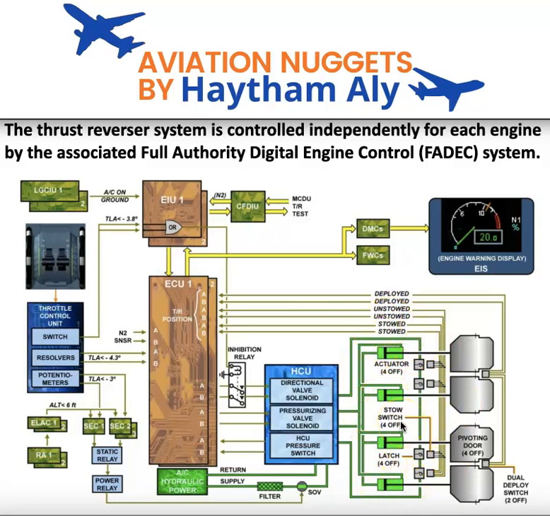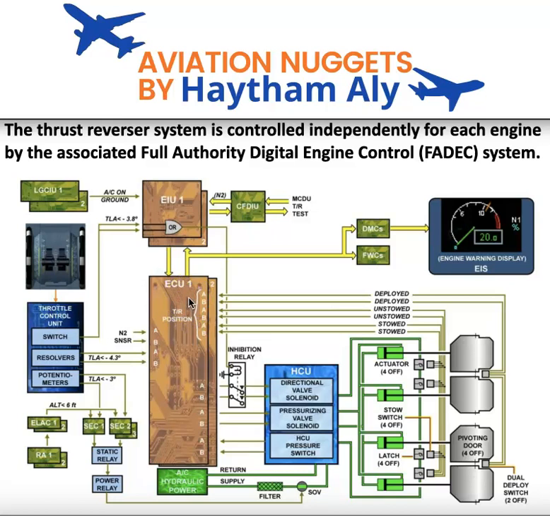Okay, everybody. So, as you can see here, the thrust reverser system is controlled independently for each engine by the associated full authority digital engine control, FADEC, system. The primary line of defense, or the main computer for the operation of the thrust reverser, is the electronic control unit, the heart of the FADEC. Yes, this is the primary line of defense, yet it is the third action to happen.